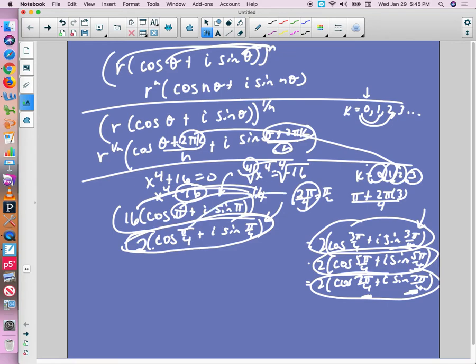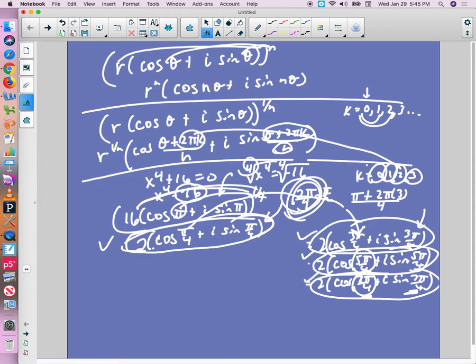So pi over 4 plus 2 pi over 4 is 3 pi over 4. Add another 2 pi over 4, I get 5 pi over 4. Add another 2 pi over 4 and I get 7 pi over 4. And you can get your 4 numbers doing that.